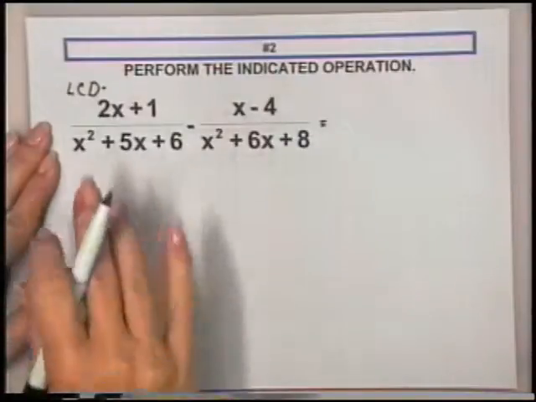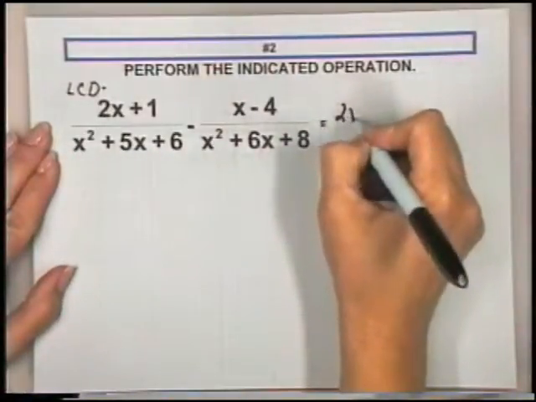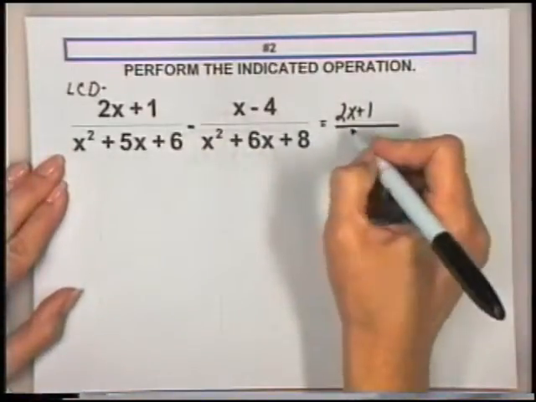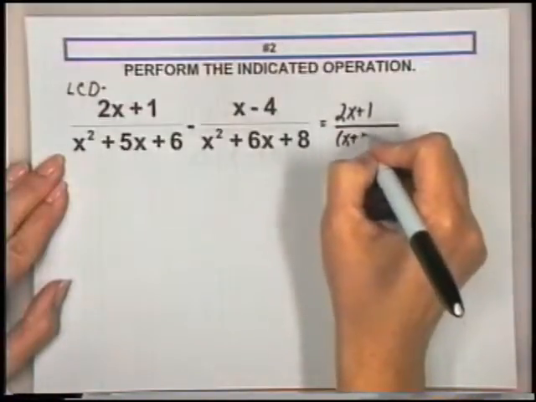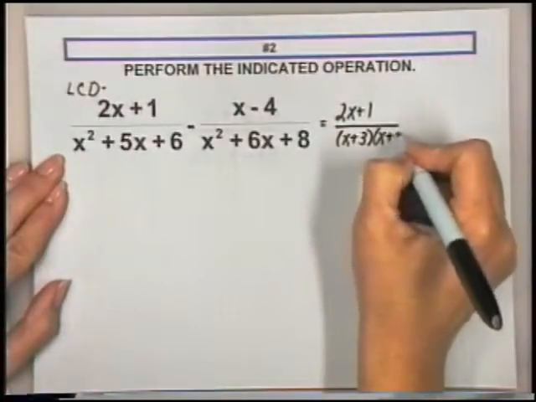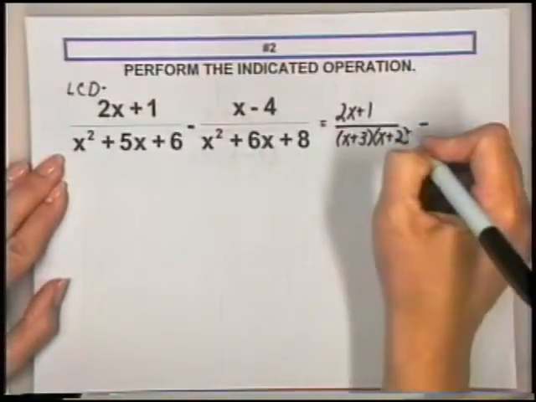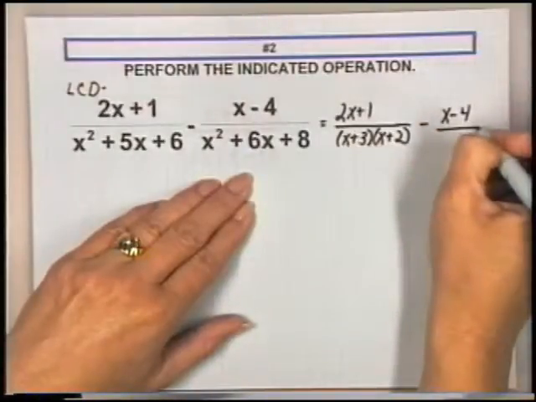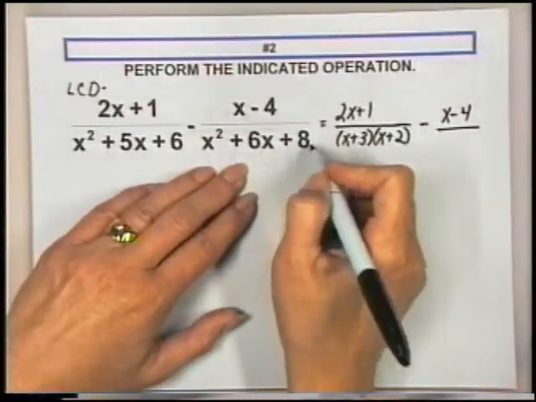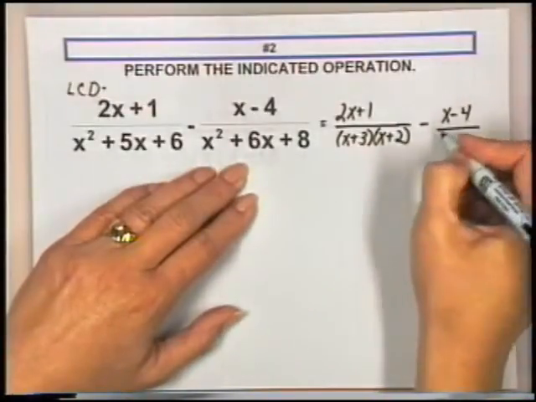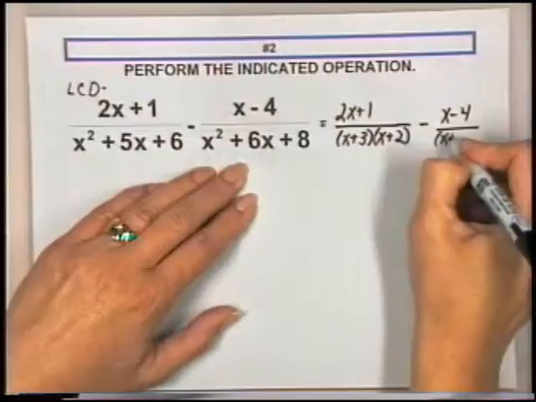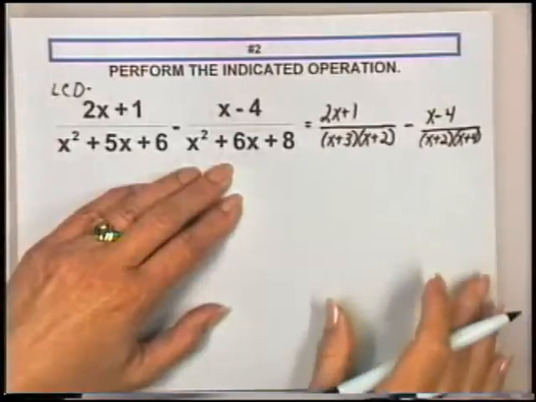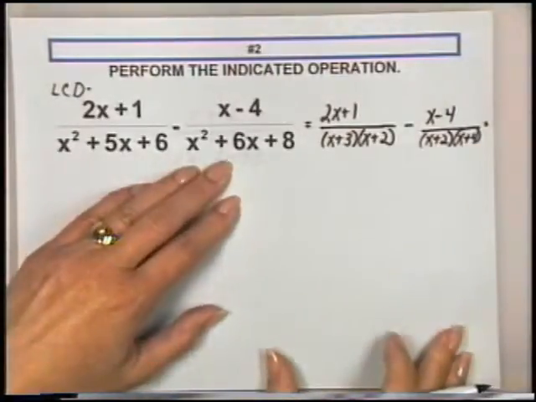Let's rewrite each fraction and let's factor the denominator. For my first fraction, I will write 2x plus 1. When I factor the denominator, it will factor as x plus 3 times x plus 2. On my second fraction, let's write the numerator, x minus 4. When I factor my denominator, x squared plus 6x plus 8 will factor as x plus 2 times x plus 4.